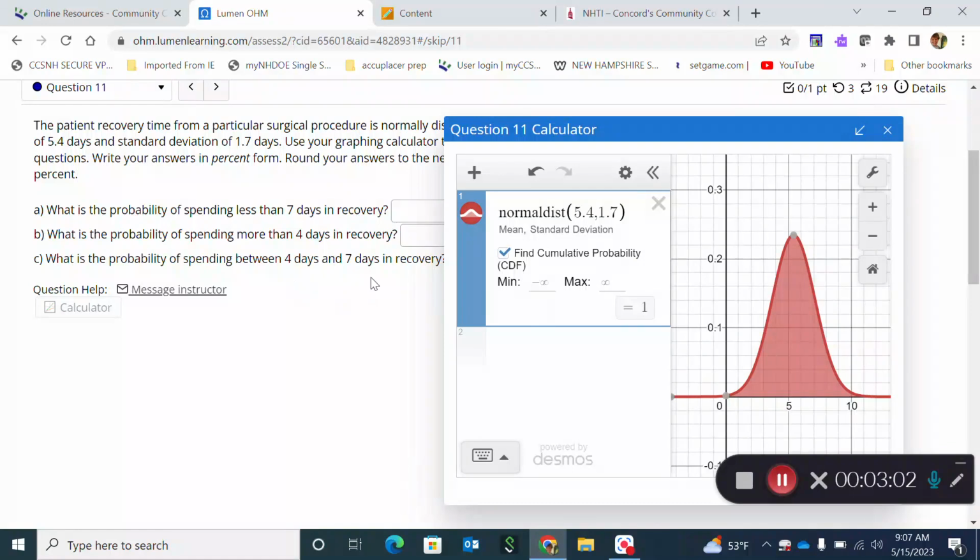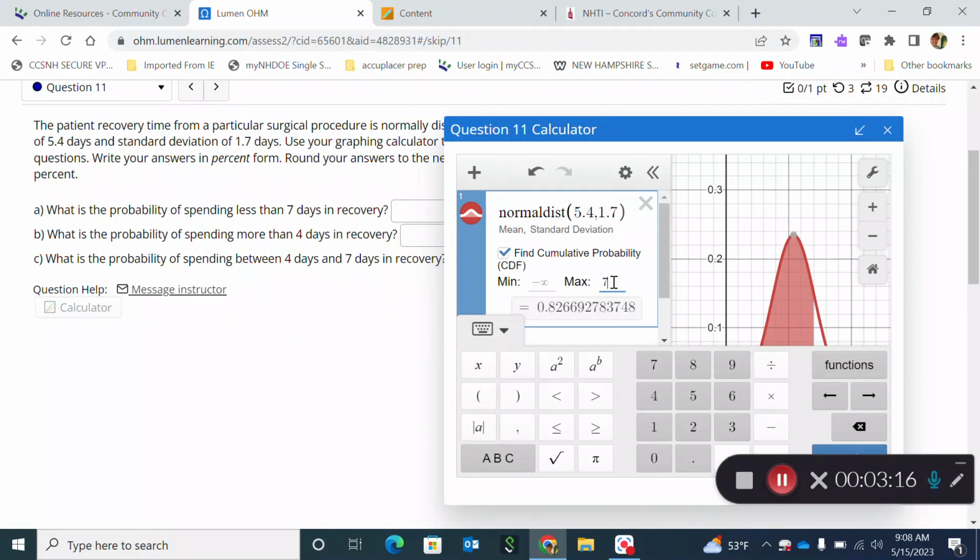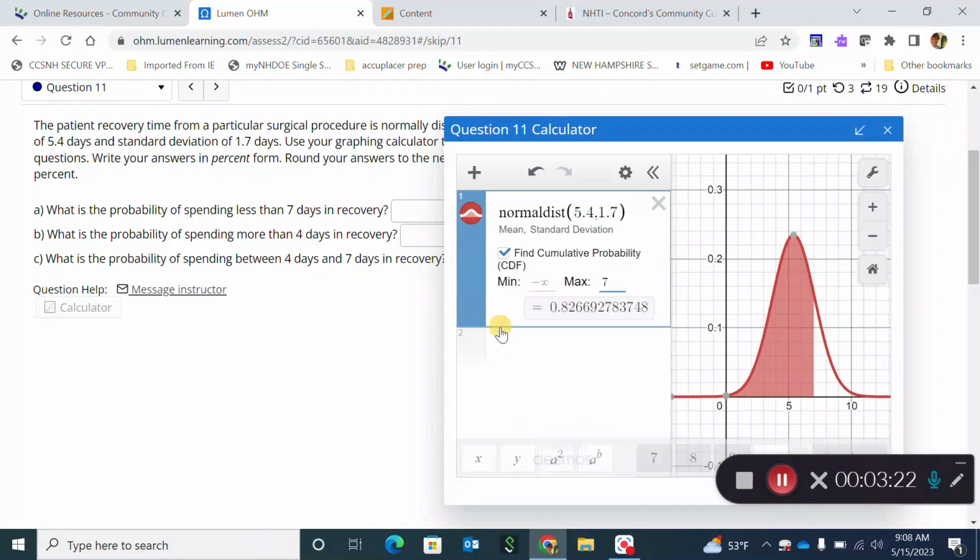What we're looking for is these particular ranges of the graph. Right now it's showing it from negative infinity to positive infinity, which clearly we don't want. So we want it to be less than 7. So that 7 is a max. So I'm going to put it on the 7 under max. Okay, and then you can take a look at the graph. This is the normal distribution graph to show the area less than 7 under that graph.